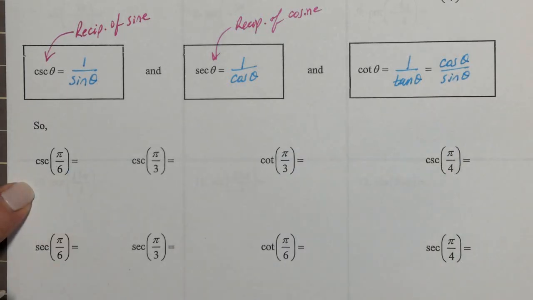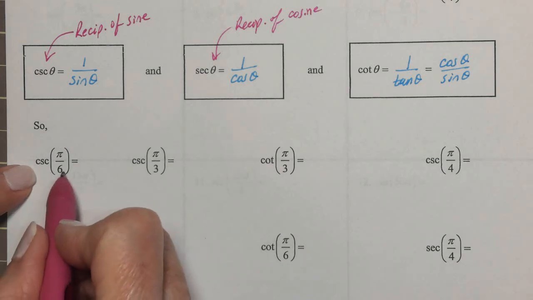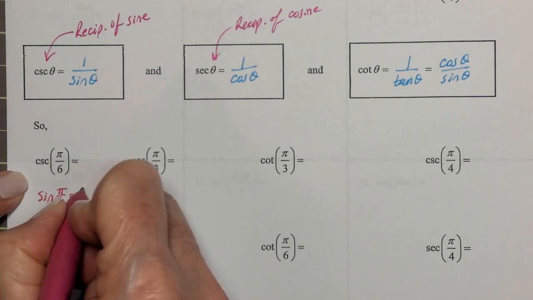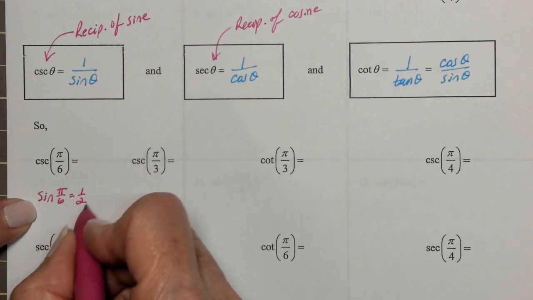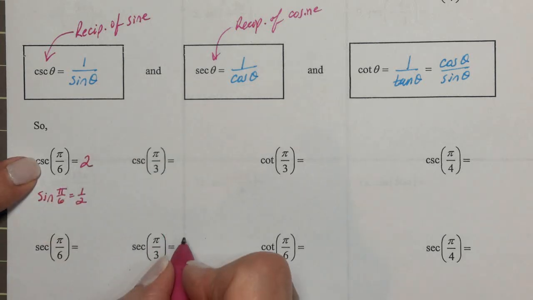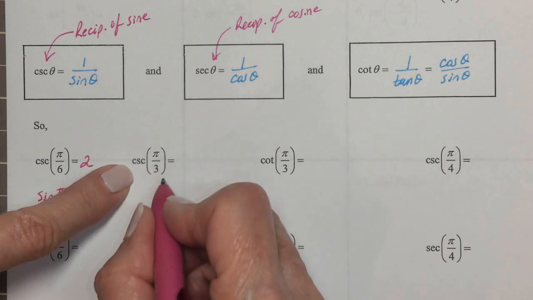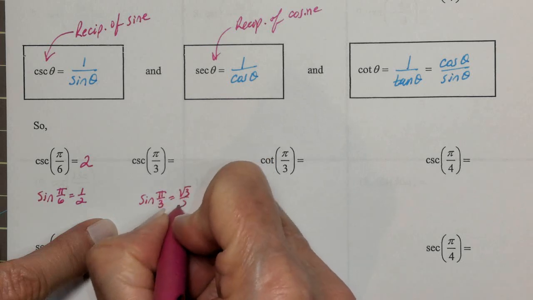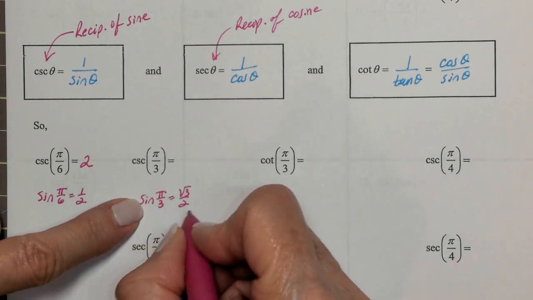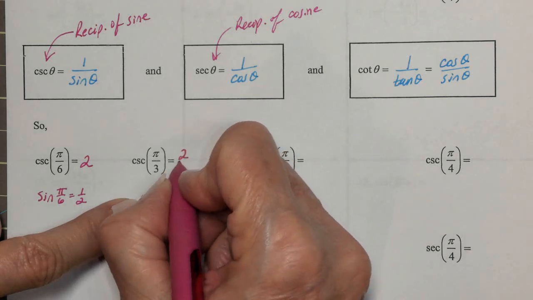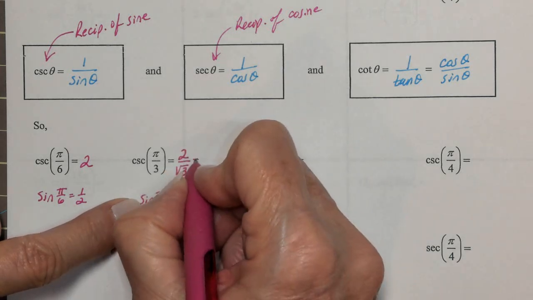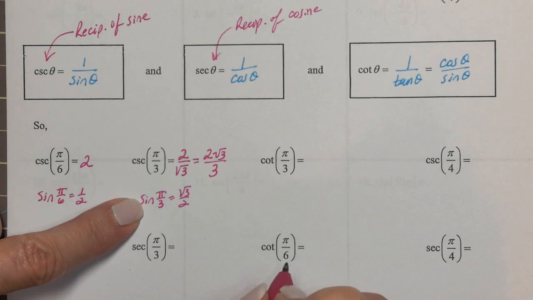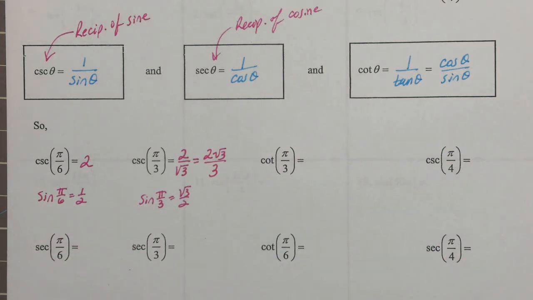Cosecant of pi over 6. Well, in my mind, cosecant of pi over 6 is the reciprocal of sine of pi over 6. Sine of pi over 6 is 1/2. The reciprocal of 1/2 is 2. Cosecant of pi over 3. Well, sine of pi over 3 is square root of 3 over 2. So the reciprocal of square root of 3 over 2 will be 2 over square root of 3, which rationalizes to 2 square root of 3 over 3 when we rationalize the denominator.